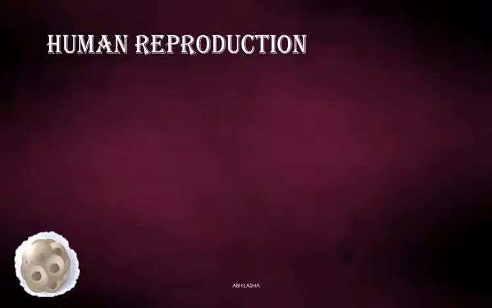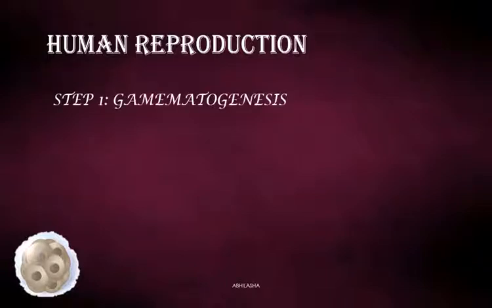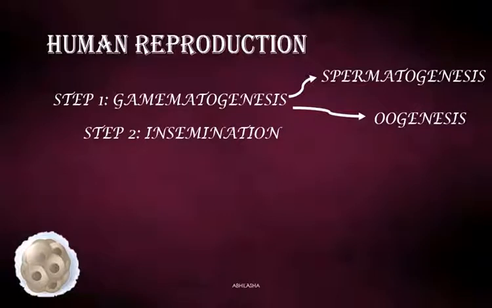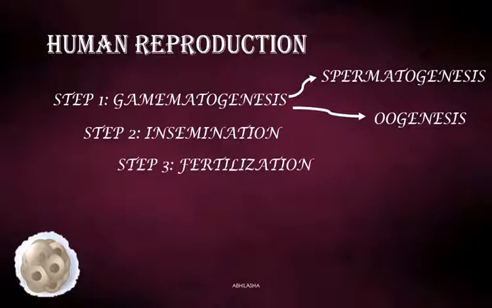Human reproduction involves a series of events, and we can divide these into 6 steps. Step 1 is gametogenesis, or the formation of male and female gametes. Step 2 is transfer of male gametes to the female genital tract, and this is known as insemination. Step 3 is fertilization, or fusion of male and female gametes.